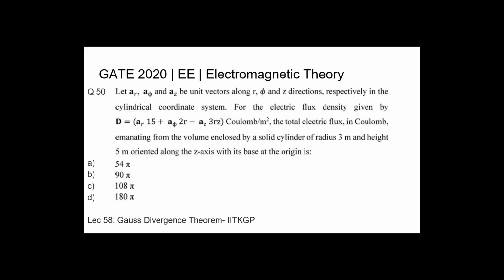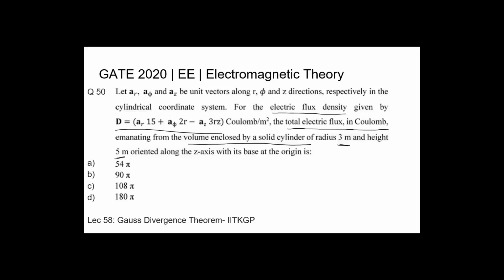All, this question pertains to electromagnetic theory and it was asked in the Electrical Engineering GATE 2020 paper. This question gives us the electric flux density as given in this equation, and we are required to find the total electric flux in coulombs, basically the charge emanating from the volume enclosed by a solid cylinder of radius 3 meters and height 5 meters, oriented along the z-axis with its base at the origin. These are the options given.